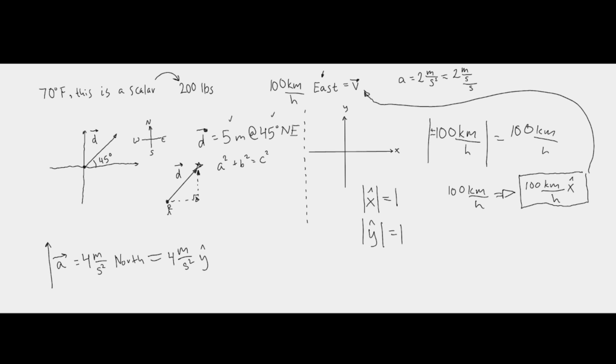Now, in the next video, I'm going to show how we can use x hat and y hat to describe the displacement vector that's pointing at 45 degrees. That's going to be a little bit more involved, but in the end, we're going to be able to describe displacement without using this 45 degrees northeast. We'll be able to describe it using x hat and y hat. Because if we look down here, the displacement vector can be broken down into a rightward pointing vector, which is an x hat direction, and an upward pointing vector, which is a y hat direction.